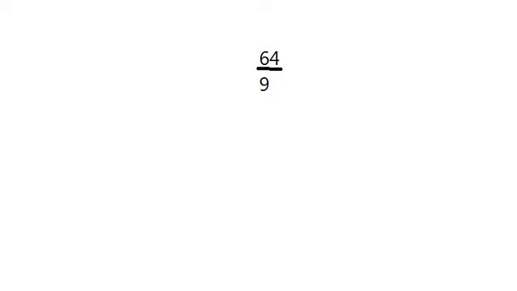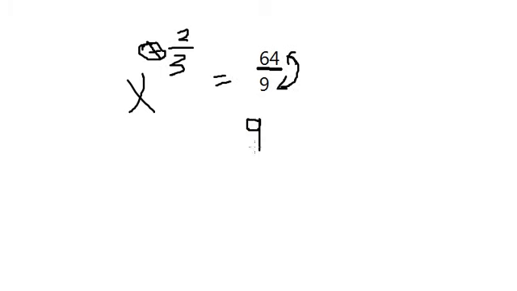Excuse my poor drawing or writing with a mouse, that is. So that would equal to that. First, deal with this reciprocal. We don't want that, so we change these two around. Okay, so it's 9 over 64 now. So that is one thing dealt with. We don't need that anymore.